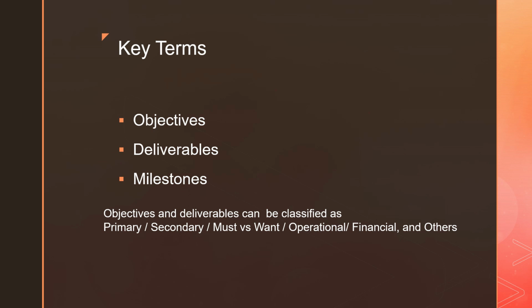Another classification of objective is must objective and want objective. A must objective is the mandatory reason to complete the project. A want objective is something that is not a must to complete, but something that we intend to complete.